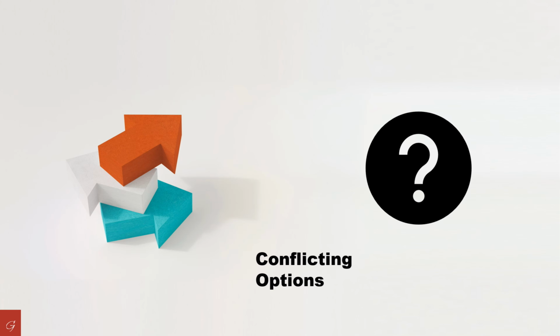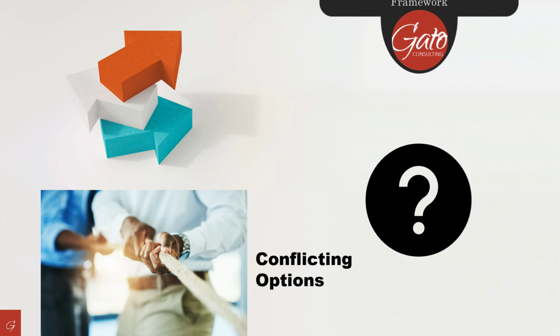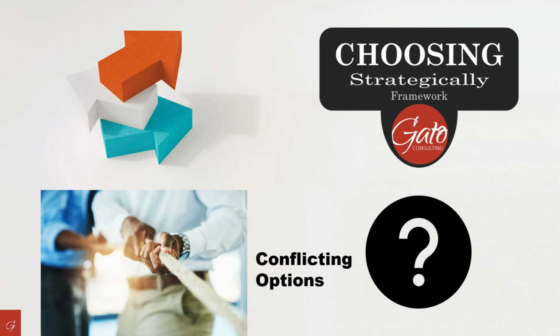Sometimes you could be in the presence of two opposing courses of action and a divided team, which you must bring together towards a bold choice. That's where the choosing strategically framework comes in.